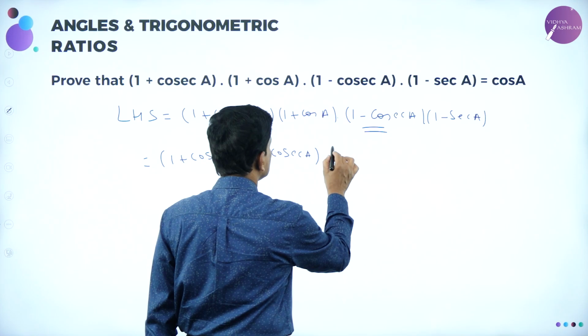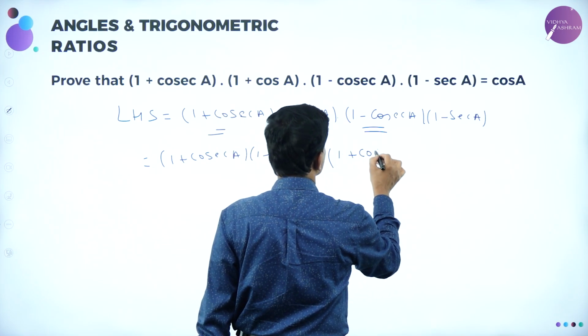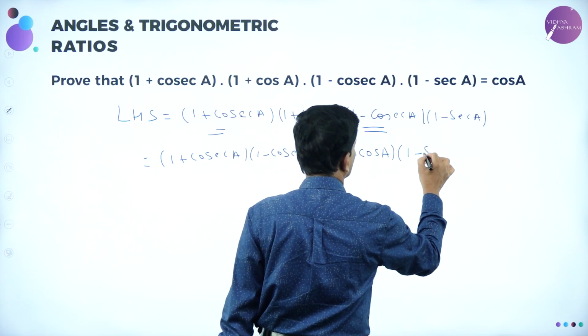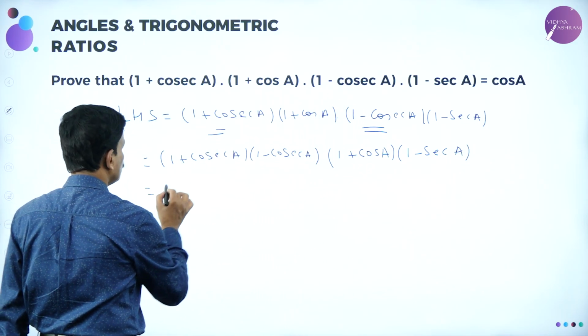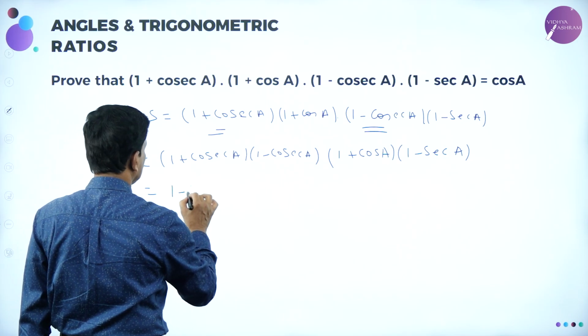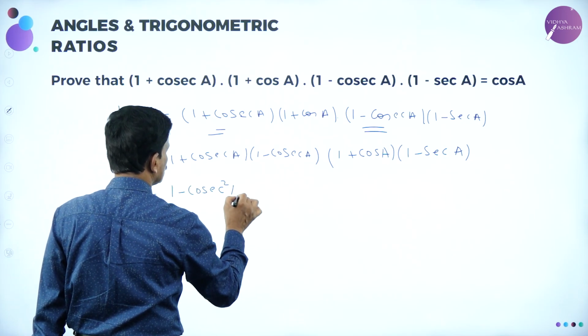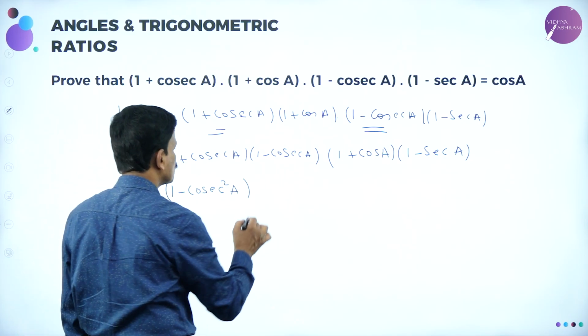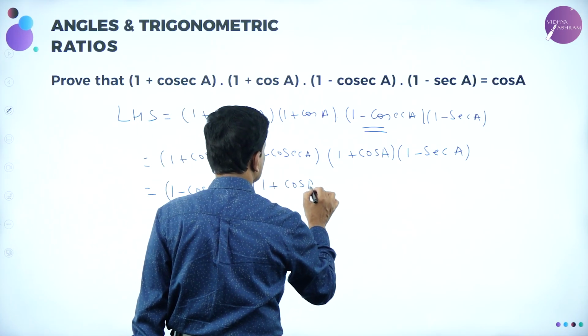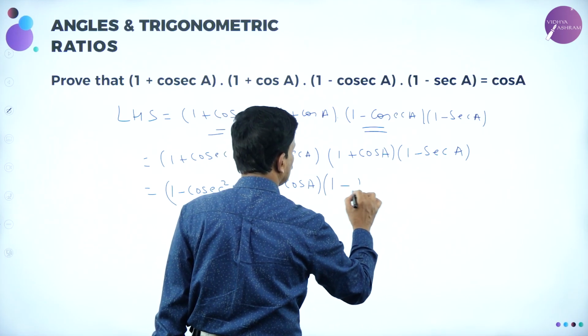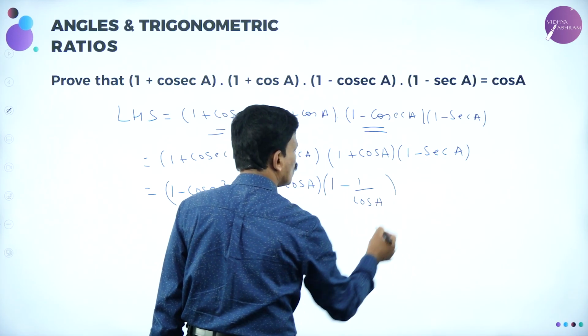And what is remaining is 1 plus cos A into 1 minus secant A, another group. Now, this can be written as, simplify this: 1 into 1 is 1, minus cosecant into cosecant is cosecant square A, 1 minus cosecant square A into 1 plus cos A as it is into 1 minus secant A, which can be written as 1 by cos A.